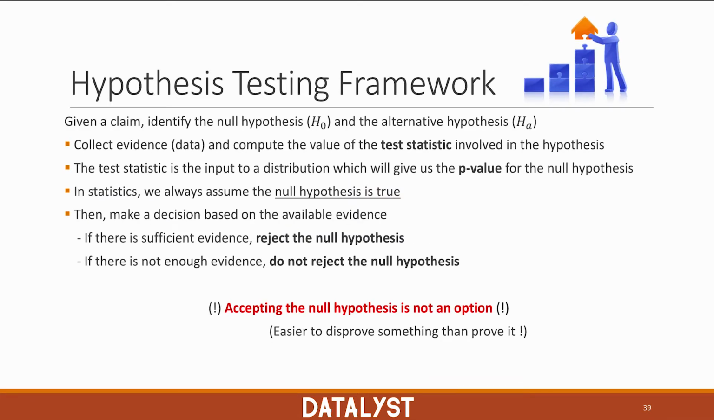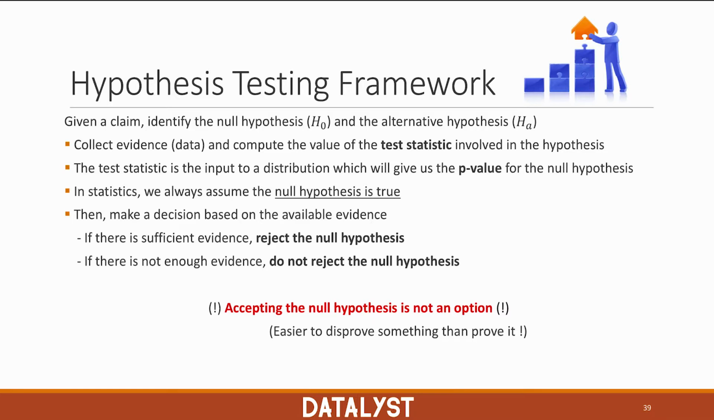And here is again the framework. Let's revisit it now that we've covered a couple of examples. So we need to identify the null and the alternative hypothesis, and we need to collect enough data to compute what we call the test statistic involved in the hypothesis. So all hypothesis tests make some assumptions, and once you collect the data, you use the data in order to form a test statistic.